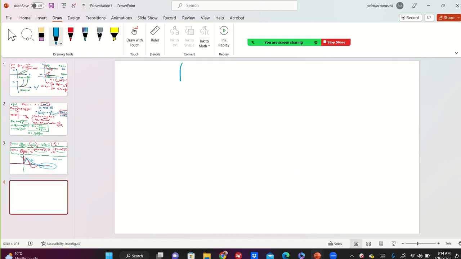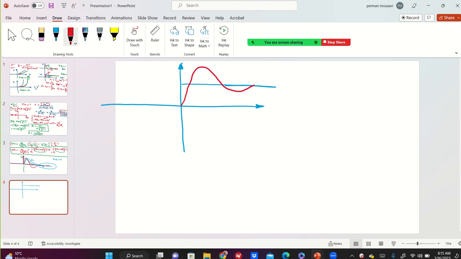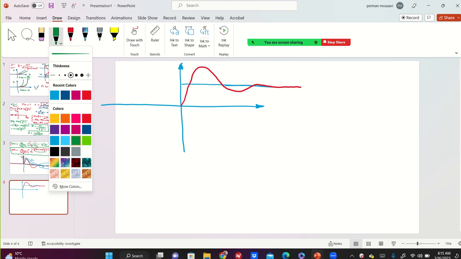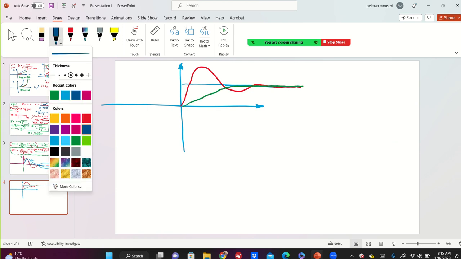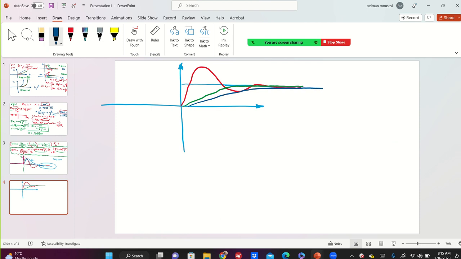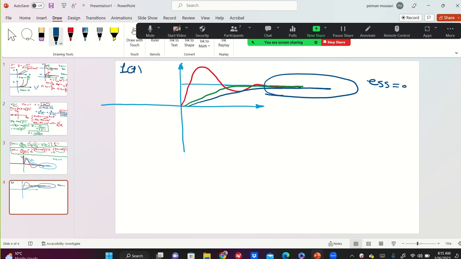You can copy this when you have a step input. Underdamped, critically damped, and overdamped. Overdamped is slower. But as you see again, steady state error is 0. Nothing changes. This is for unit step as input.